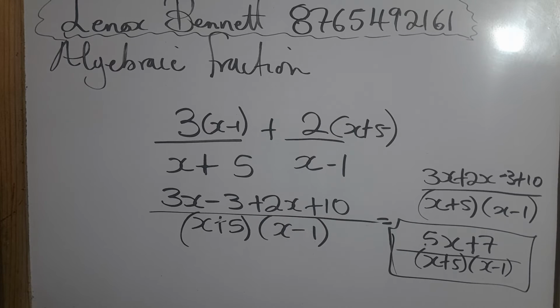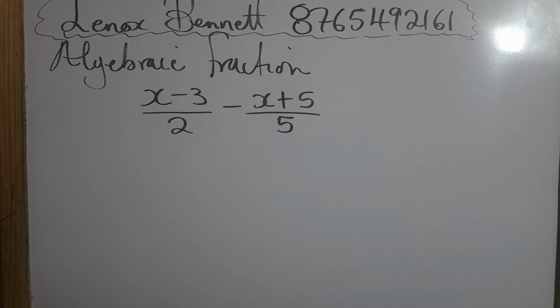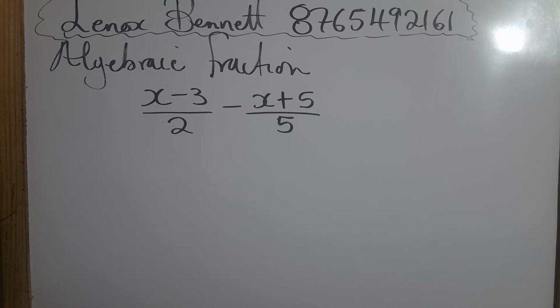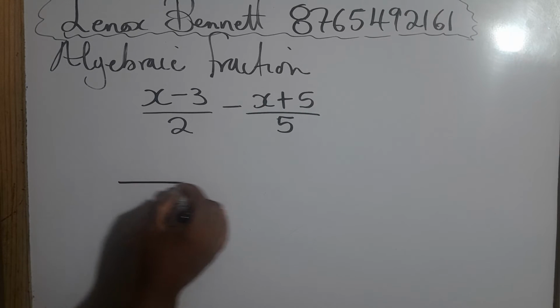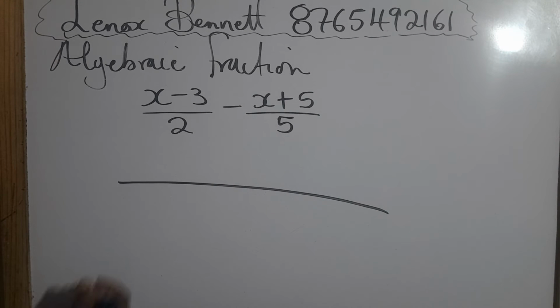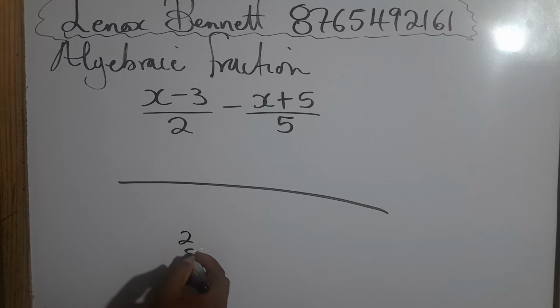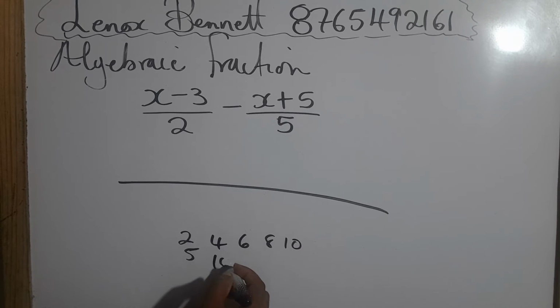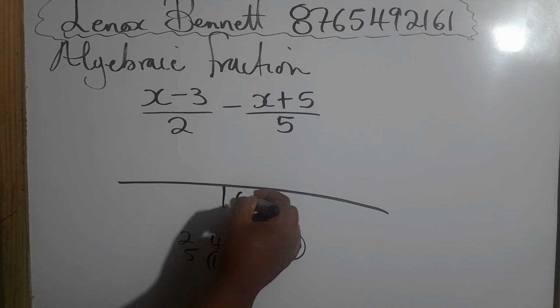Alright, let's look at another scenario. So there we go. We have x minus 3 over 2 minus x plus 5 over 5. This one is a little bit different because the number is in the denominator. So we find the lowest common multiple of 2 and 5. And of course, we know that that would work out to 10. That's the lowest number that 2 and 5 can go into without leaving a remainder.